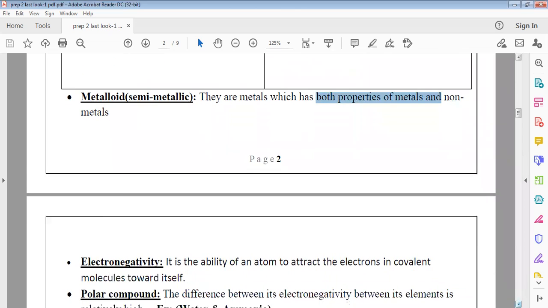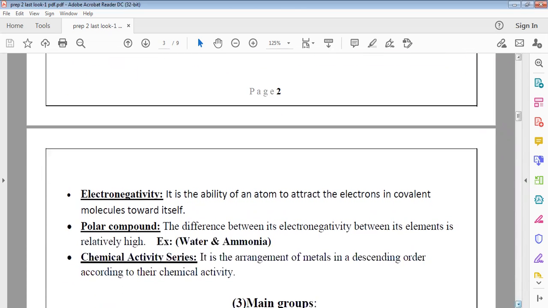نمسك بروبرتي عندي جديده موجوده عندي في المودرن بيريودك تيبل نقدر يعني نتكلم عنها النهارده. Electronegativity. What is the meaning of electronegativity? It is the ability of the atom to attract the electrons in covalent molecule toward itself. واتكلمنا عنها كتير برضو قبل كده.